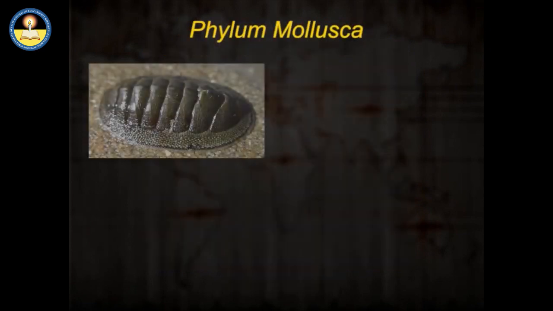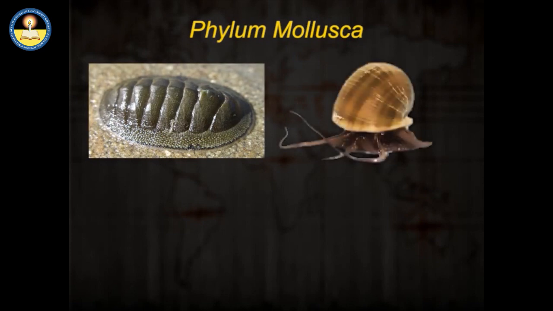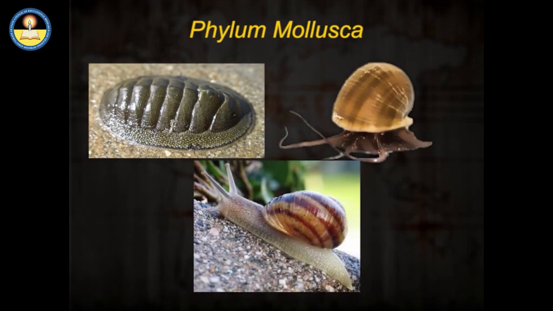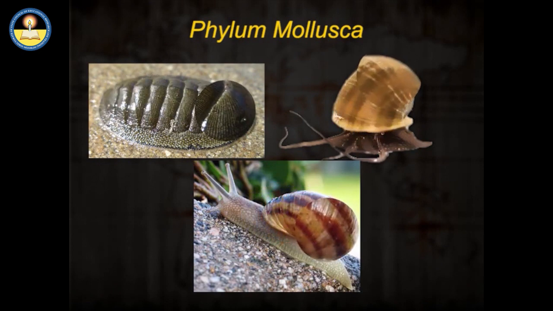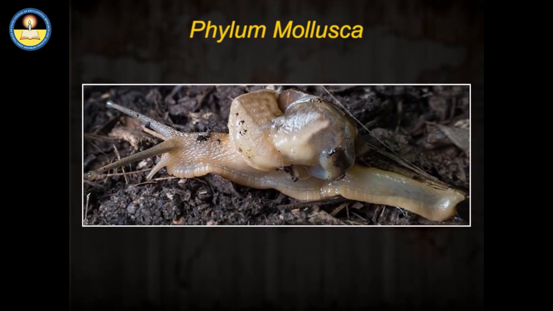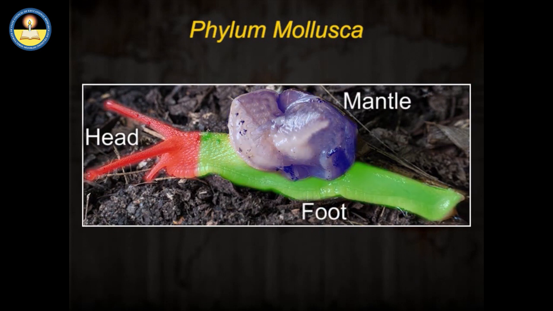Phylum Mollusca. These animals are characterized as having a soft body and usually have limy shells. The organisms in the phylum Mollusca are characterized by having three main body divisions: a head, a foot in the form of a visceral mass, and a mantle which secretes a shell.